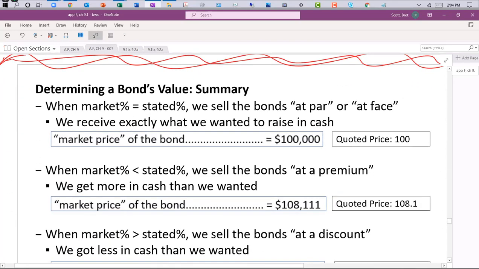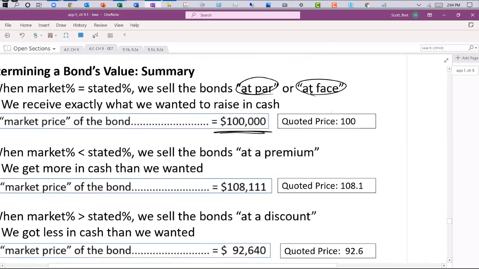So, in summary, we've got 3 situations. We issue the bonds at par or face. We get exactly what the face value is. That's considered a price, a quoted price, of 100.